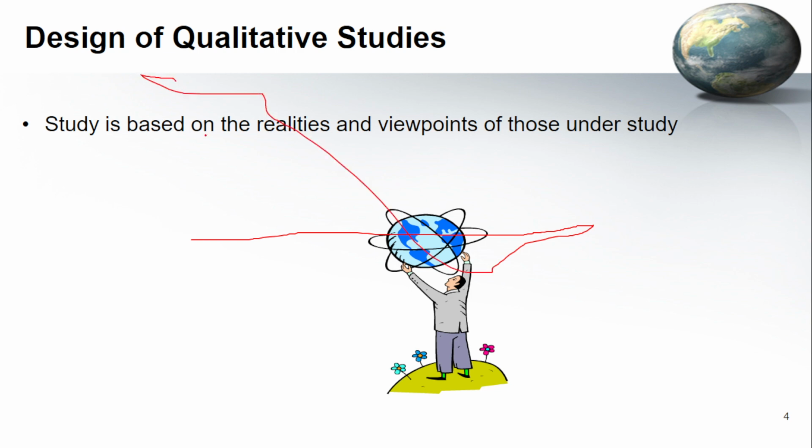Design of qualitative research. A qualitative study is based on the reality, and a viewpoint. So these are two main points of it. The study is based on reality and the viewpoint of those under study. So these two points we have to keep in mind.